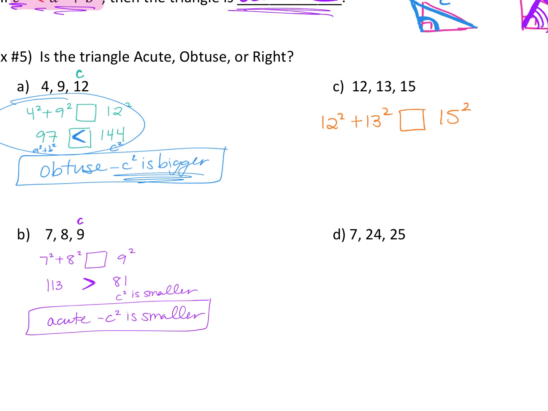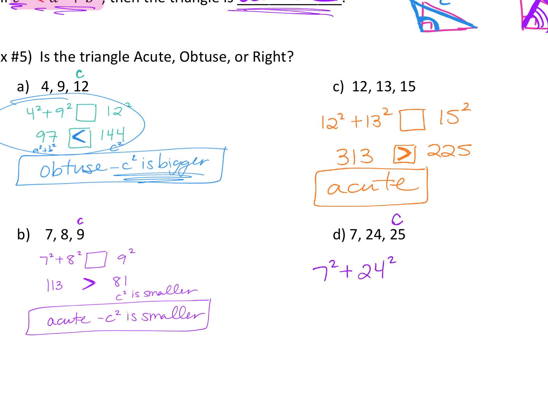Let's plug it in. 12 squared plus 13 squared is 313. That somehow relates to 15 squared, which is 225. So A squared plus B squared is bigger, meaning C squared is smaller, which makes this acute. Okay, letter D. Any guesses on that one? If you go back up to the top of the page, you should be able to tell me. Well, let's plug it in. So 7 squared plus 24 squared, right? This is your C, has to be by itself, somehow relates to 25 squared.